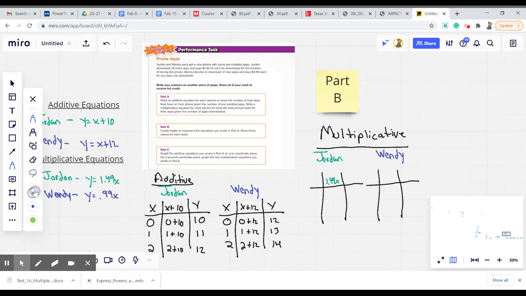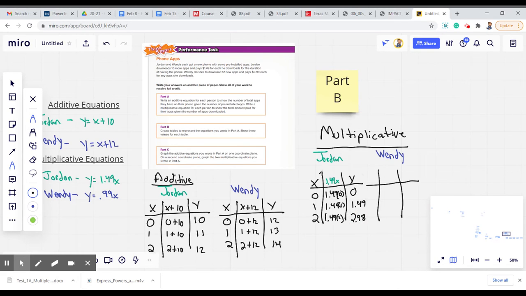And let's put our x's and y's. If x was 0, if he had 0 installed apps, how much would he pay? It'd be $0, right? And 1 would be 149. I guess I should put parentheses around these numbers. It's okay, I think you got it. Sorry, it's kind of small. And then 2 would be 298, I believe.